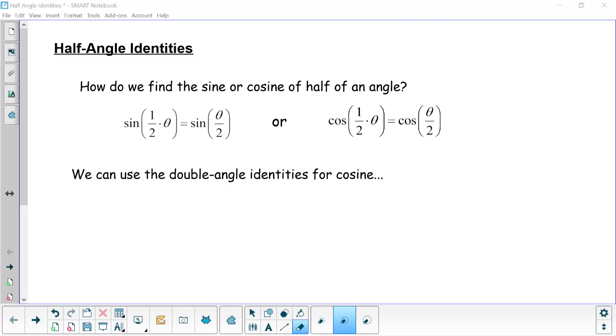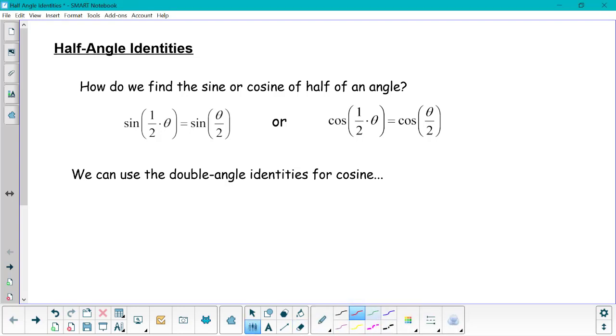Finding more identities. This time we're going to find the identity for sine or cosine of half of an angle. So if I have an angle and I would take half of that angle, how would I find the sine or cosine of that new angle? Half angle means basically taking the angle divided by 2. And what we can do is we can use other identities.